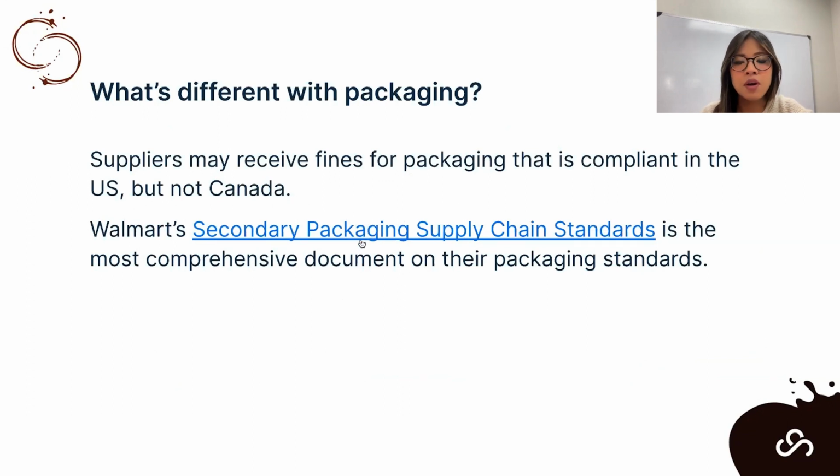But if you're newer to Walmart in general, the secondary packaging supply chain standards is a very, very dense document. I think it's like 200 to 300 pages, but essentially it's the most comprehensive document they have on their packaging standards. It covers everything from barcodes, labeling, shrink wrap requirements, even the expectations for your pallets, what type of corrugated boxes you have to use, language requirements, all of that good stuff. So it's light bedtime reading. I like to joke, but I really would recommend checking out this guide if you haven't already.